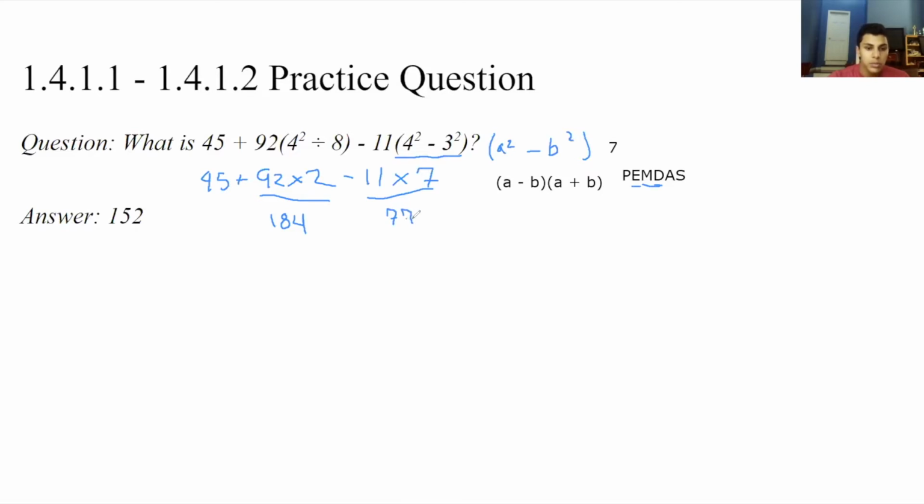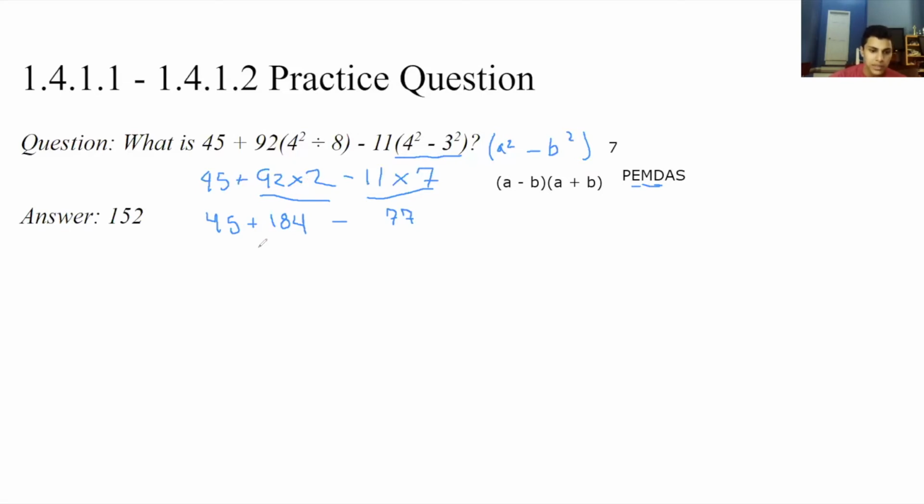So now we've done our multiplication. So we can bring down the rest of our equation, which is 45 plus 184 minus 77. Now our order of operations has AS, but if you remember what I told you about addition and subtraction and multiplication and division, whichever comes first is just the one that you do. So since we have addition first, we're going to do our addition first here, and then 184 minus 77 is our subtraction, so we'll do that second.